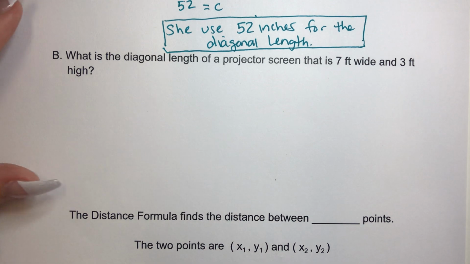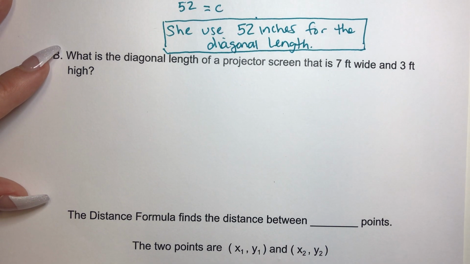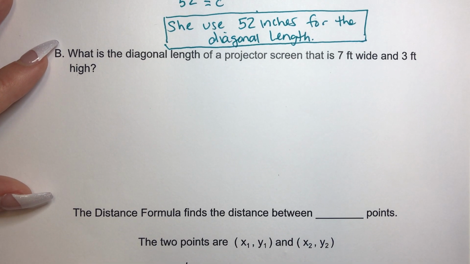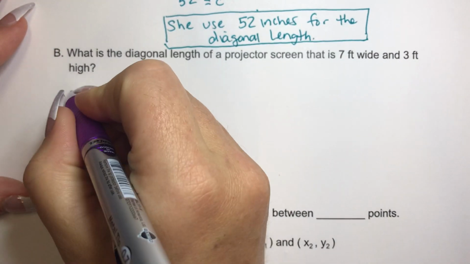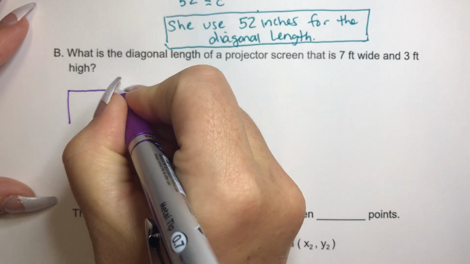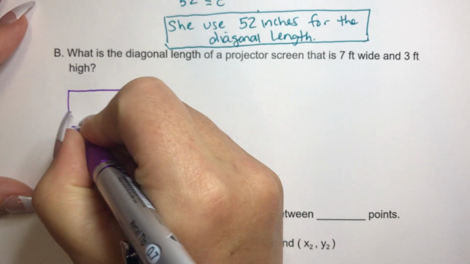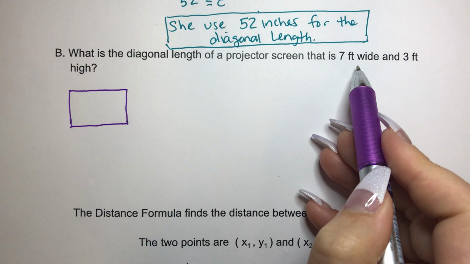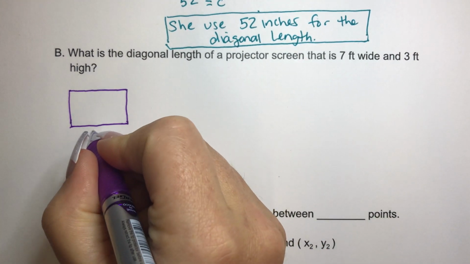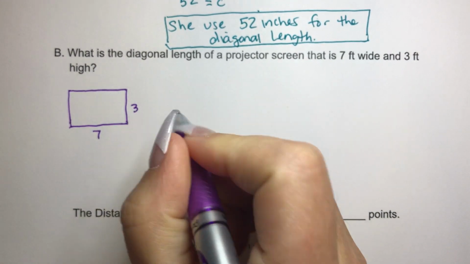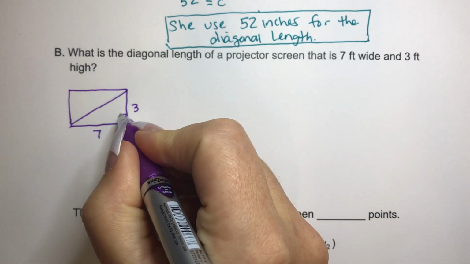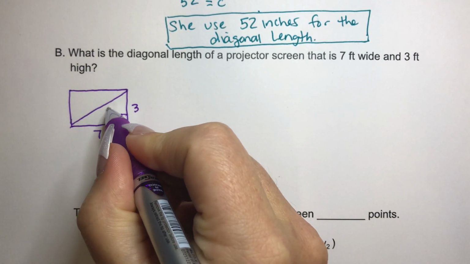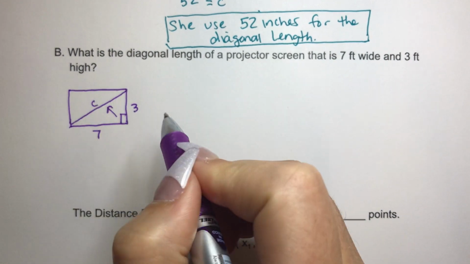Okay, we'll see how you did. It says, what is the diagonal length of a projector screen that is 7 feet wide and 3 feet high? So we know that we're dealing with a projector screen, so we're dealing with a rectangle. So we have 7 feet wide. I'm just going to fill this in: 7 feet by 3 feet. We're dealing with the diagonal length here. We have a right triangle here, and we're trying to figure out what this is. This is the hypotenuse, or the c.